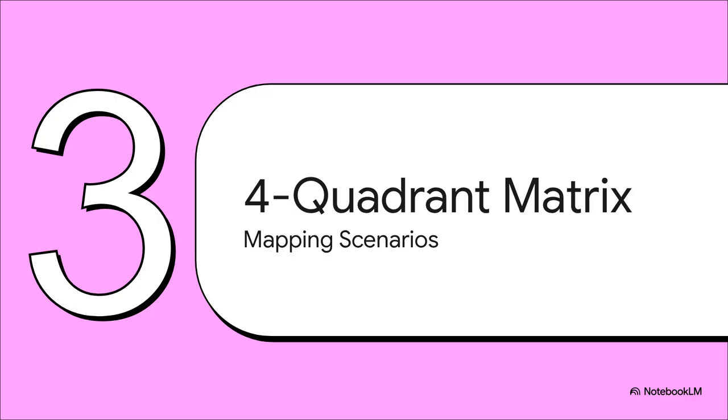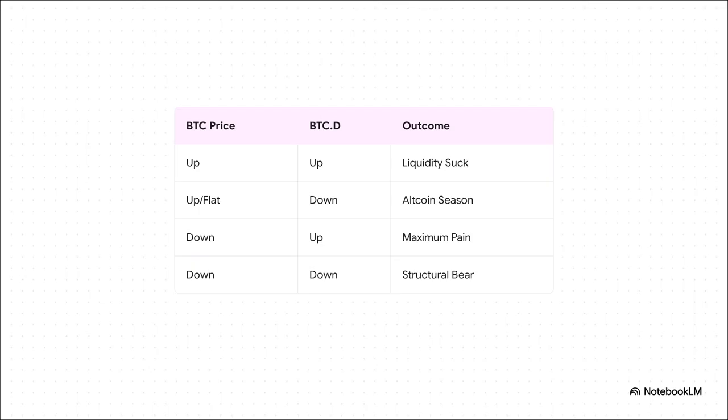Let's move on to Section 3, the 4-quadrant matrix, mapping market scenarios. Because once you understand that gravity, you can actually predict the future. Think of this as your algorithmic cheat code. By looking at just two simple variables, Bitcoin's price and Bitcoin dominance, you can literally predict the exact fate of your portfolio. Let's break this down because it's absolutely crucial. If Bitcoin's price is up and its dominance is up, that's what we call a liquidity suck. Capital is fleeing altcoins and fiat just to hide in Bitcoin. Bitcoin flies, altcoins bleed. Do not fight this, hold Bitcoin.